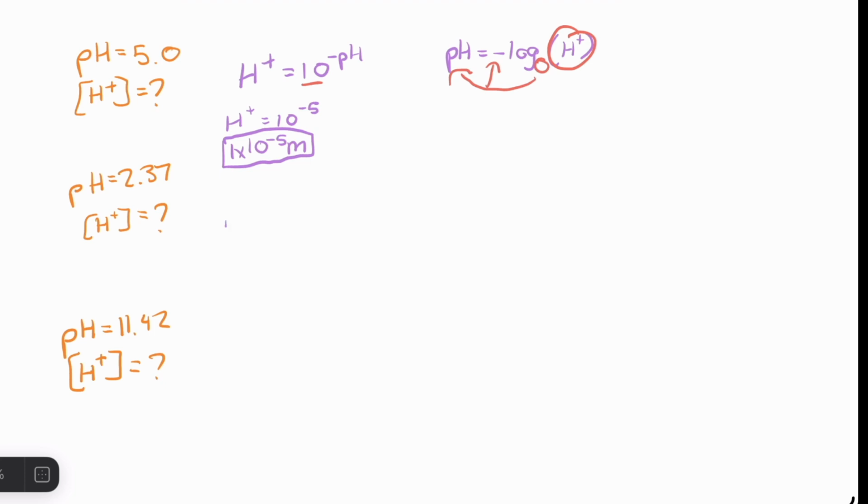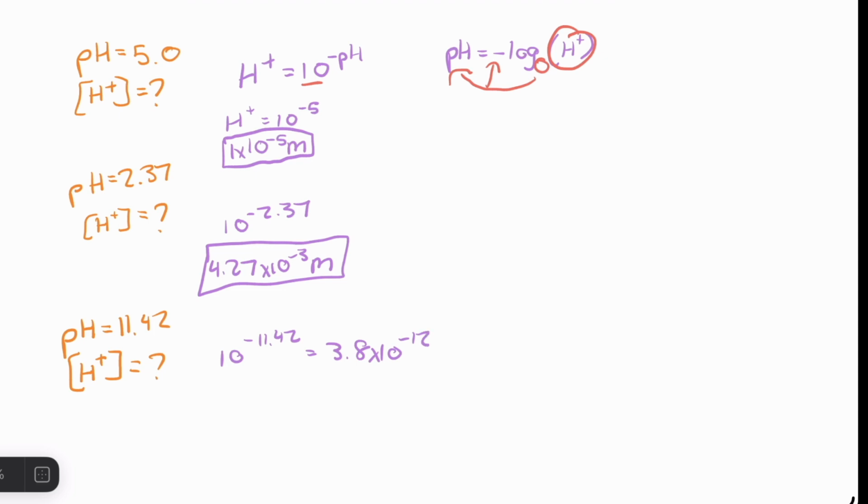Again, we know it's going to be 10 to the negative pH power, so 10 to the negative 2.37 power. That will give us 4.27 times 10 to the negative 3. Let's look at one more. If we have a pH of 11.42, now we have a basic pH. We're going to do 10 to the negative 11.42, and that's going to give us 3.8 times 10 to the negative 12 molar as our proton concentration.